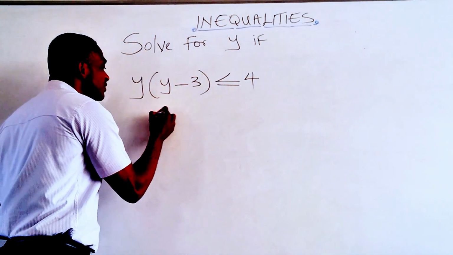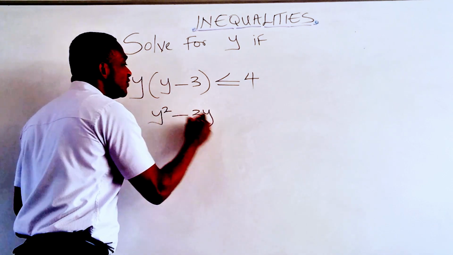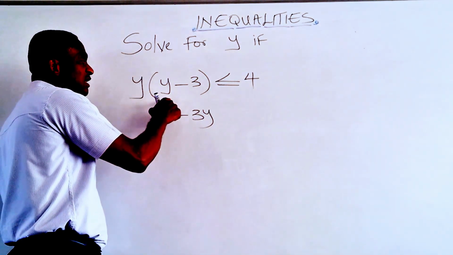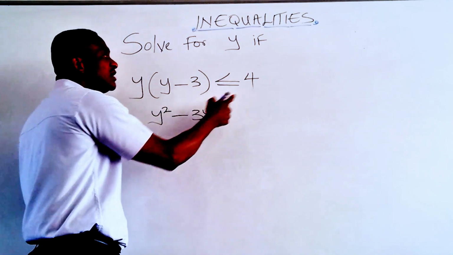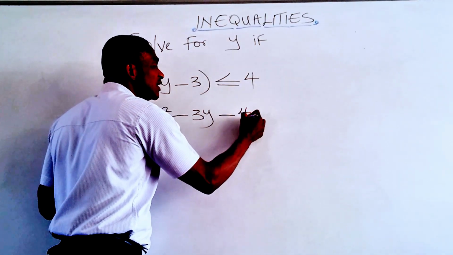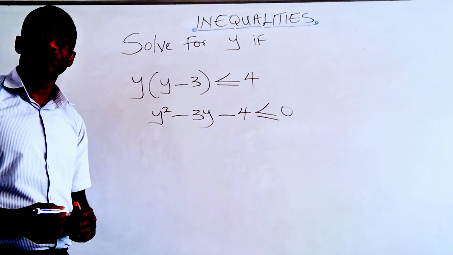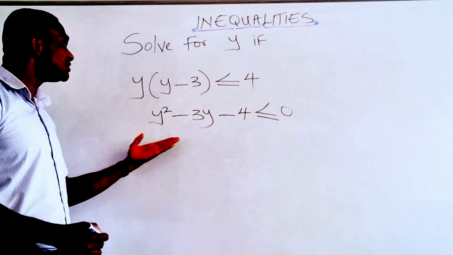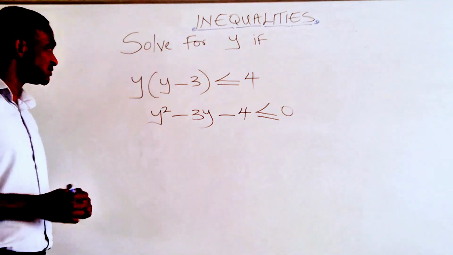So we are opening up the brackets. We have y squared minus 3y. If we distribute accordingly, y times y is y squared, y times minus 3 is minus 3y. We bring over the 4, crossing the sign, it becomes negative 4. Remember that the idea is to equate it to 0 before we can solve. Now that it's in standard form, we can go on and factorize.